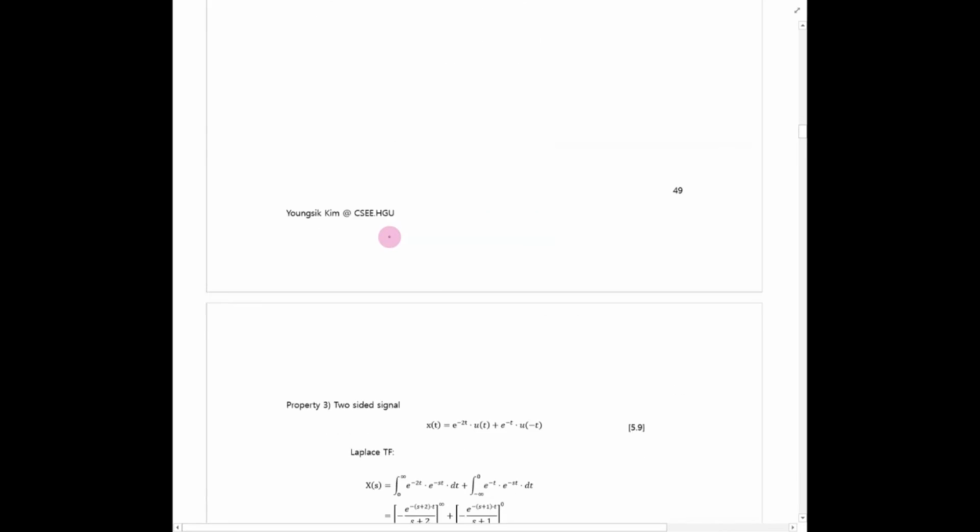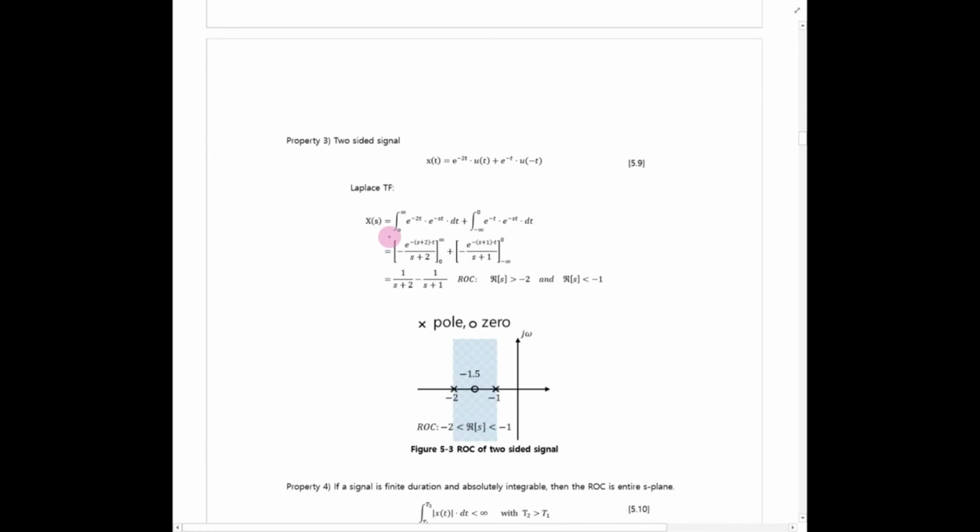But what about two-sided signals? Here shows the two-sided signals. x(t) is defined with one part right-sided, the other part left-sided. Okay, in the case of a two-sided signal, how are we going to handle that one?